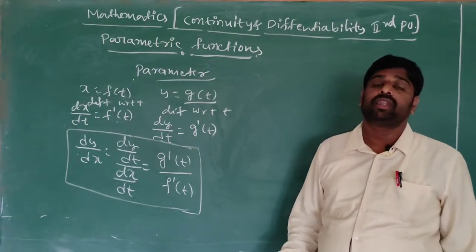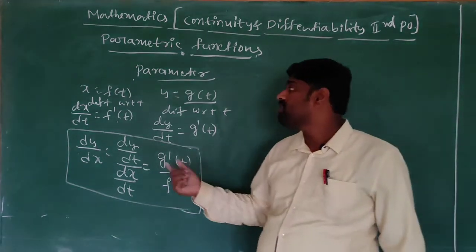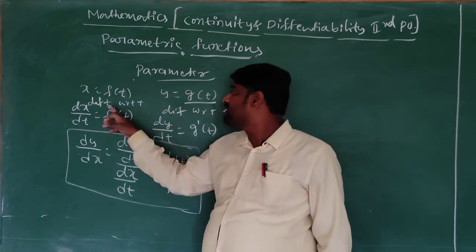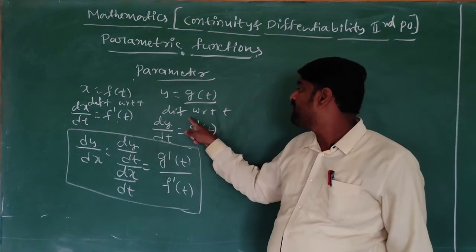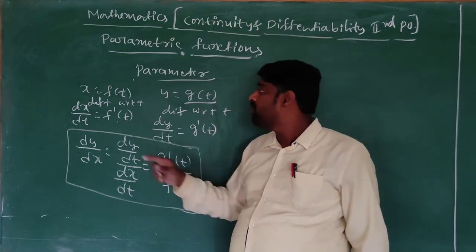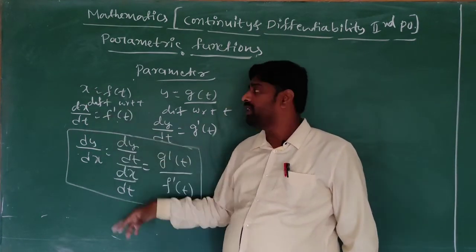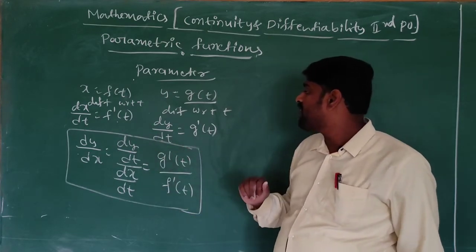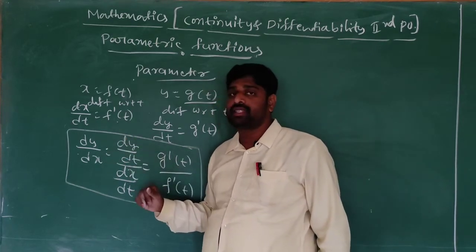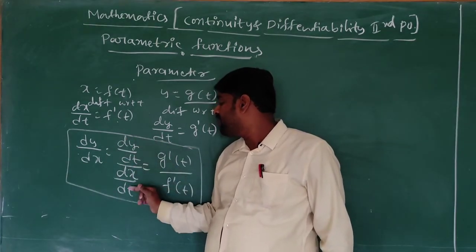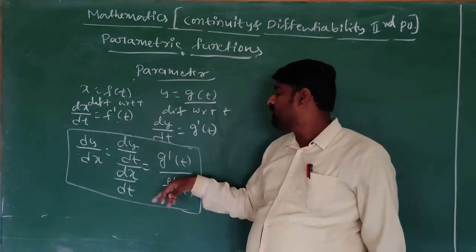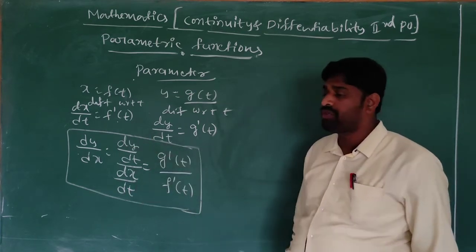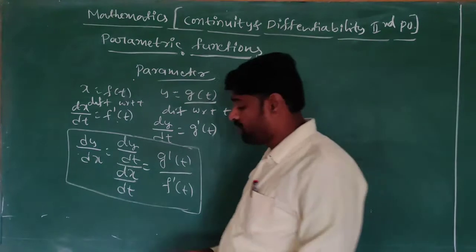The relationship between x and y is expressed as x is equal to f of t, y is equal to g of t. Now differentiate with respect to t. Now dx by dt is equal to f dash of t, and dy by dt is equal to g dash of t. So dy by dx is equal to dy by dt divided by dx by dt, where dy by dt is g dash of t and dx by dt is f dash of t. Next, we'll move on to problems.